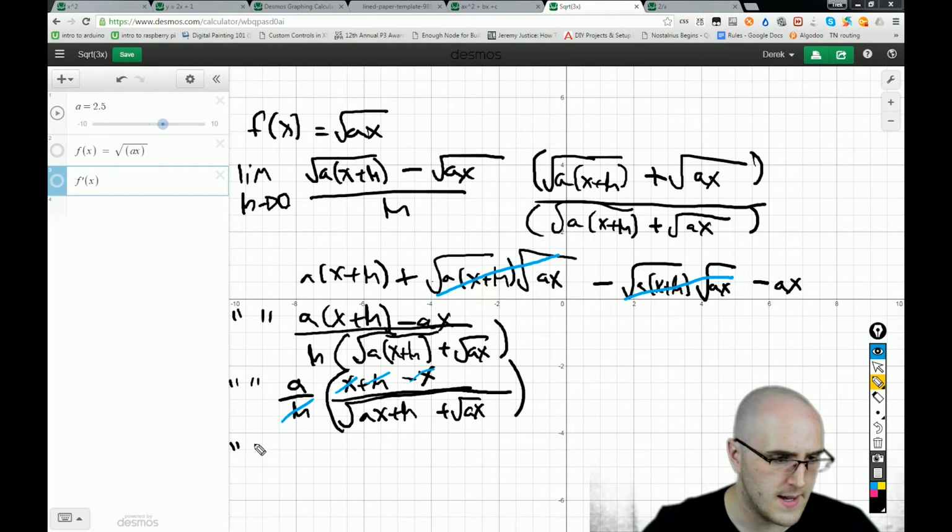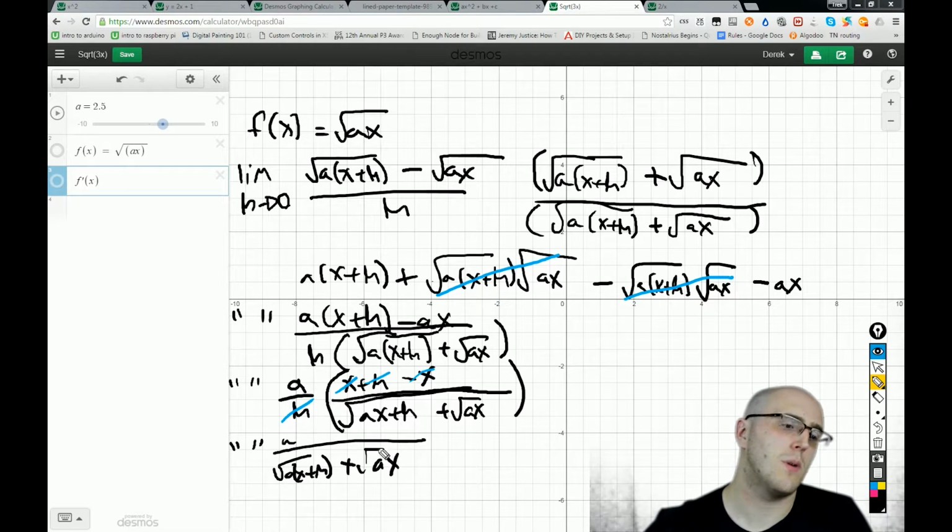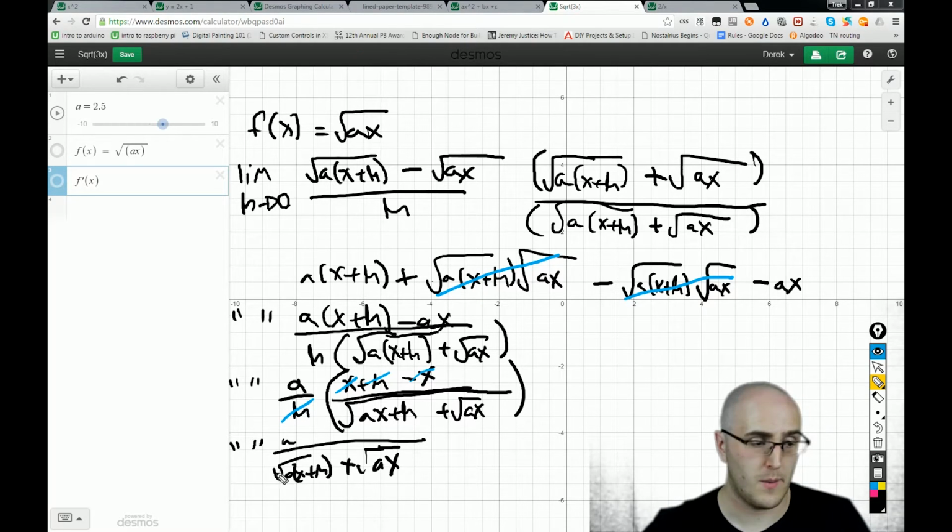the limit as h approaches 0 of a over the square root of a(x plus h) plus the square root of ax. And now this is safe to plug in 0 for h, and we can take our limit. So we plug in 0 for h. This is an a.